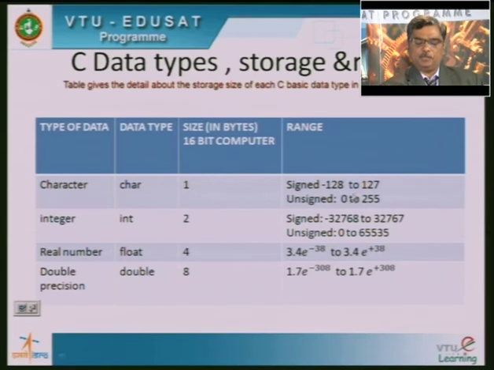Its range is from -128 to 127 if it is signed. Unsigned means you cannot represent negative values, so the range is doubled. You observe -128 to 127 covers 255 values, but if you do not have negative values, then 0 to 255 is the range when it is unsigned.